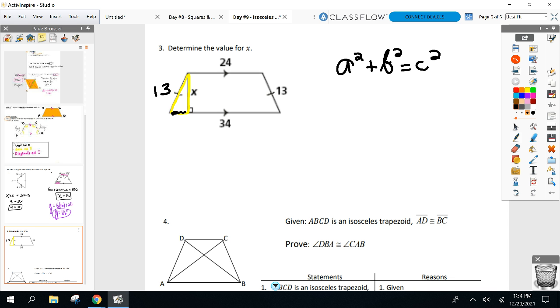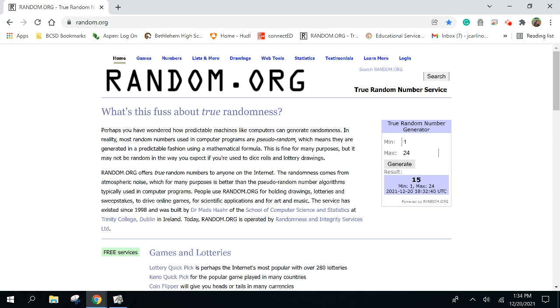Good luck in your groups. Go ahead, discuss it. The whole base is 34, remember. Whole base, 34.